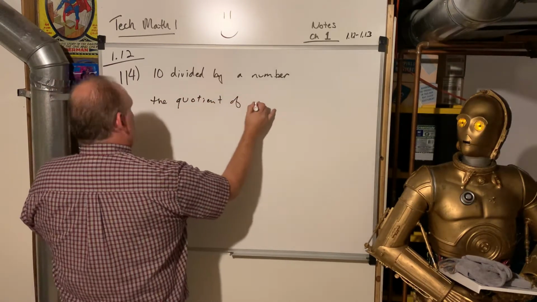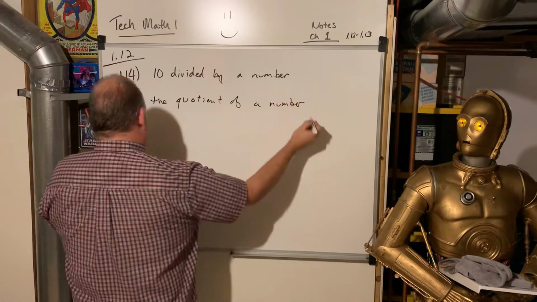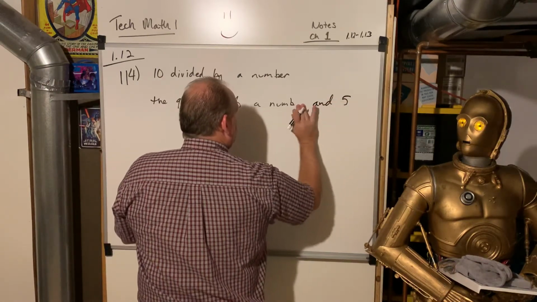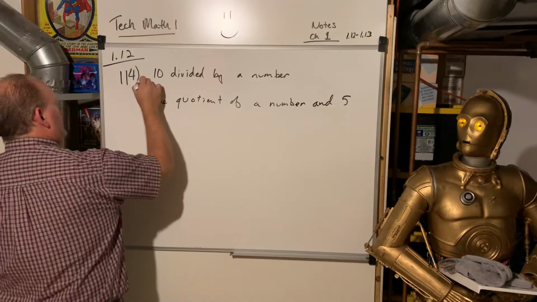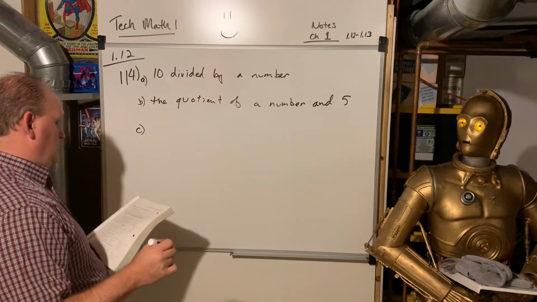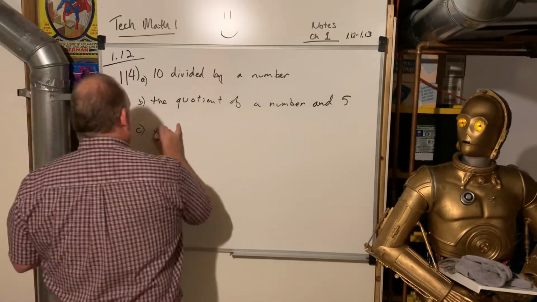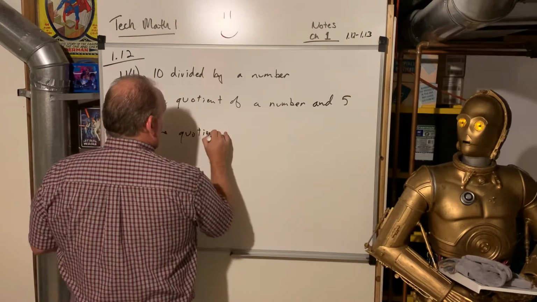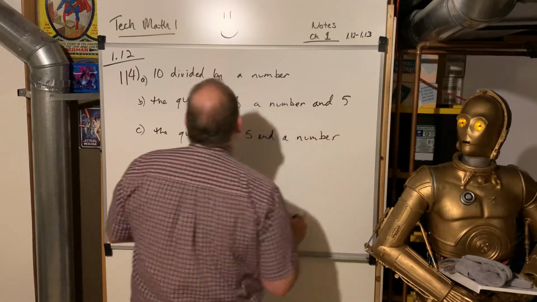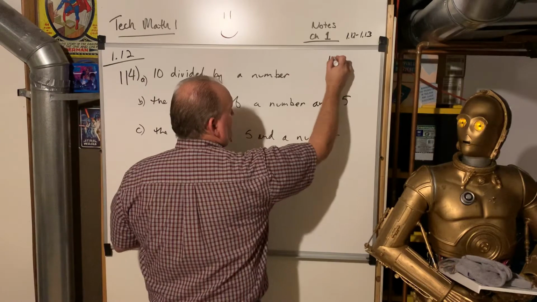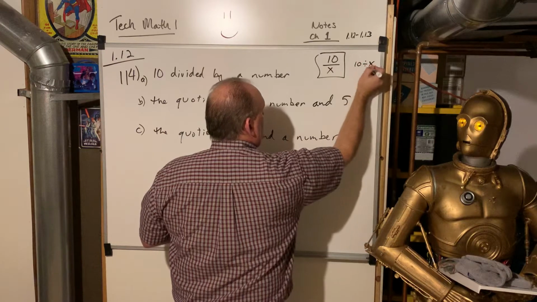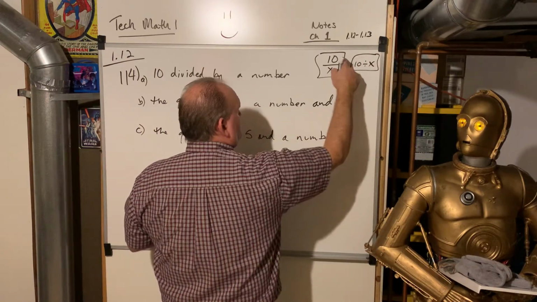Quotient of a number and 5, and that's A, that's B, this is C, is the quotient of 5 and a number. All right, so let's do it. 10 divided by a number would be 10 over x. This is fine. If you actually did the divided by sign, also fine. So 10 divided by a number or 10 over x.